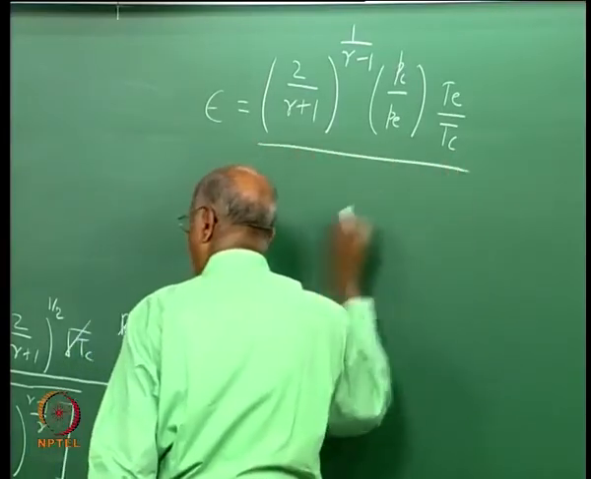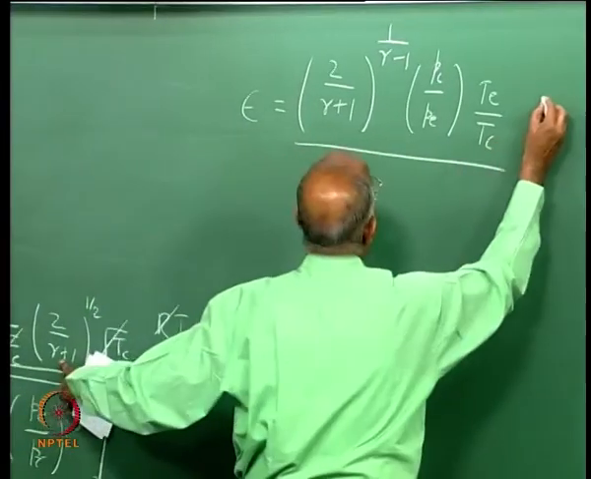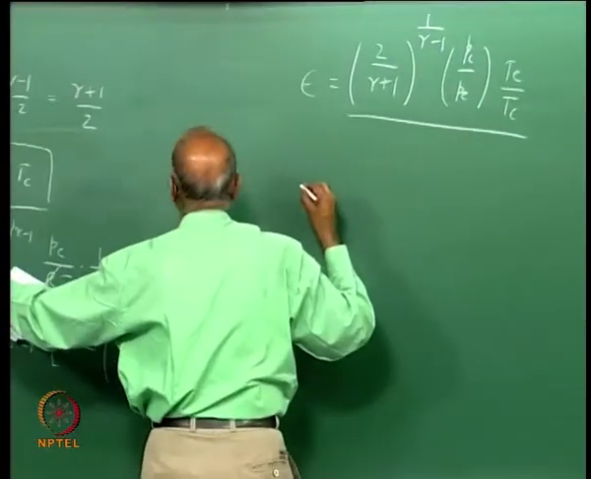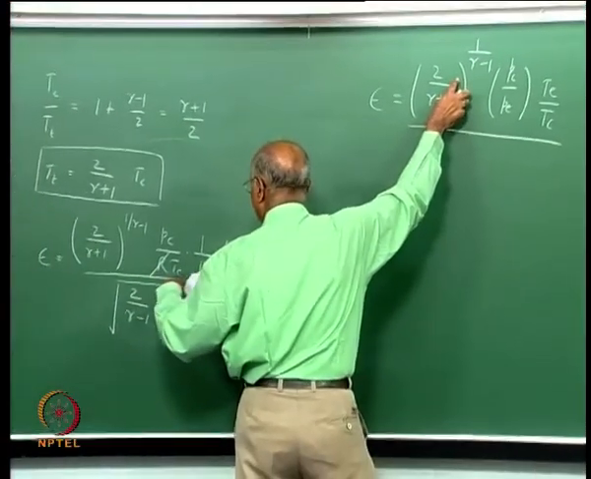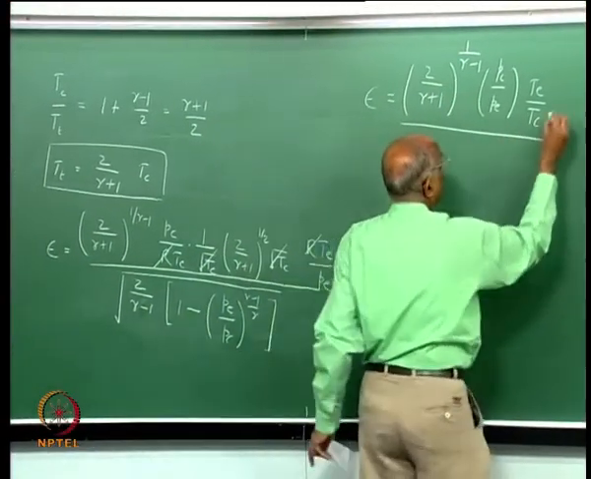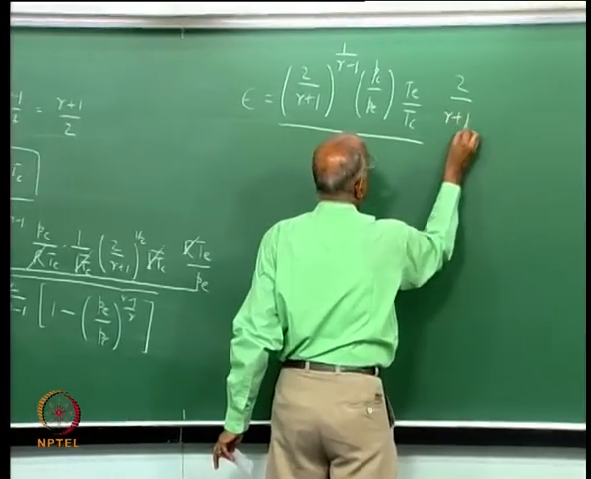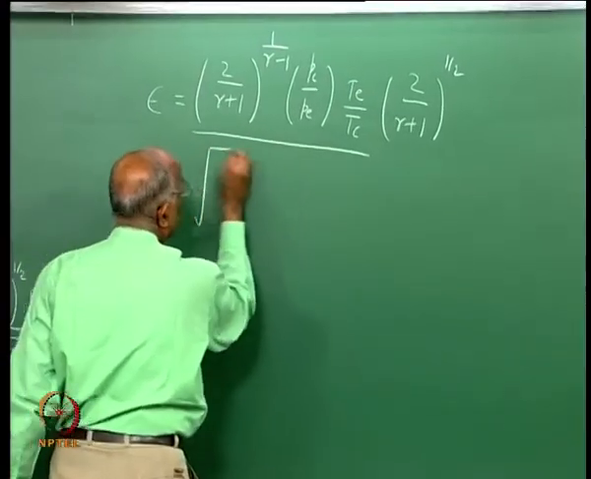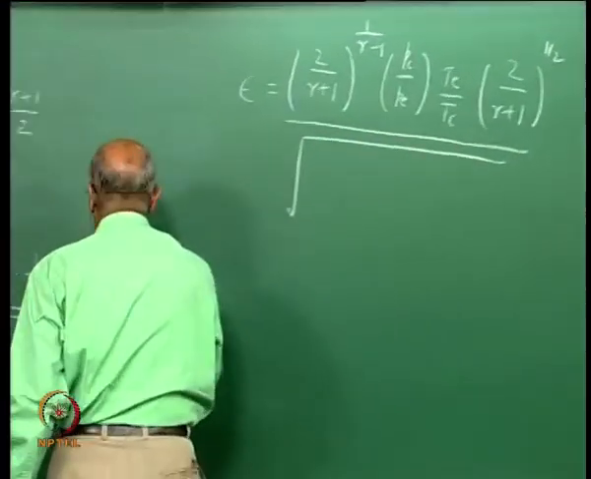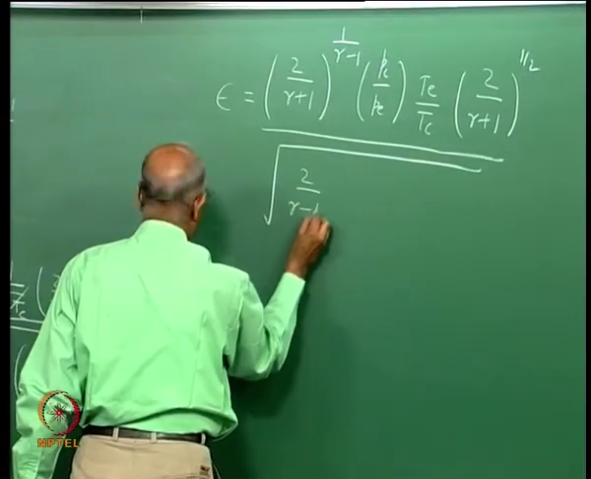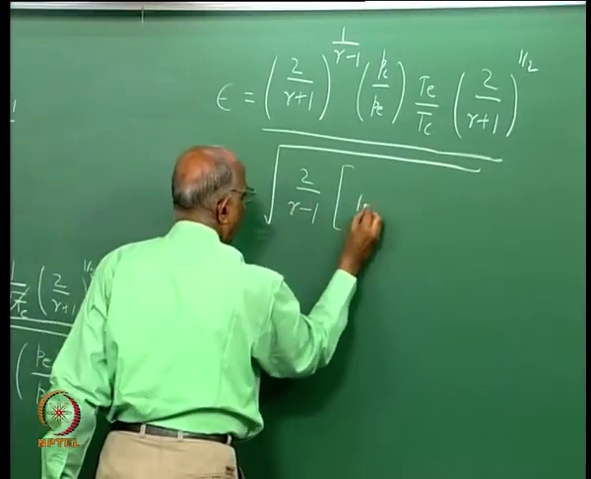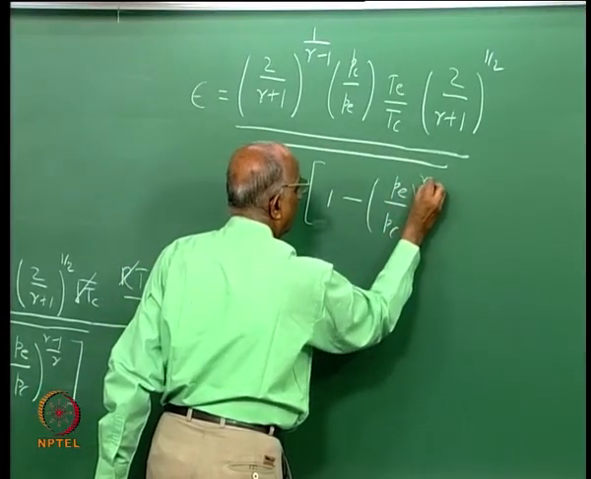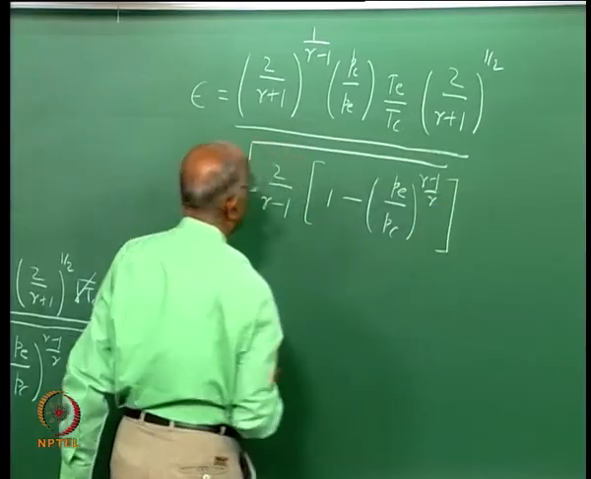and this divided by, of course I need to take 2 over gamma plus 1, 1 over gamma minus 1, and this I take 2 over gamma plus 1 half into under root of the same denominator which comes over here, 2 over gamma minus 1 into 1 minus P by Pc to the power gamma minus 1 by gamma and close bracket here.